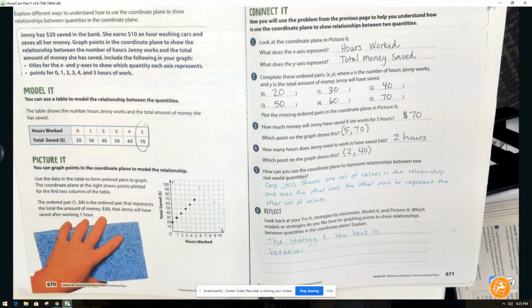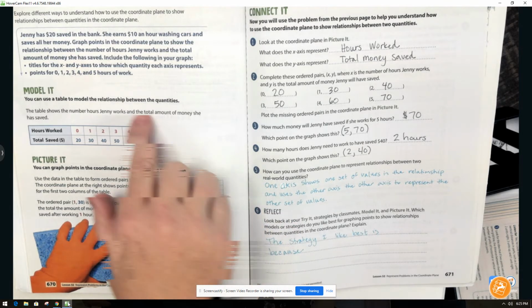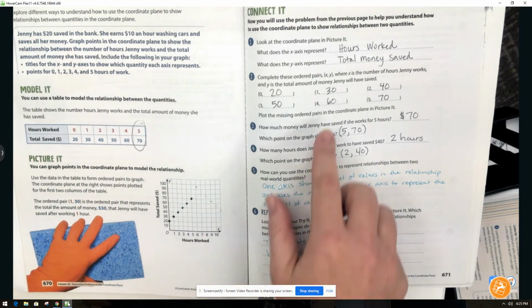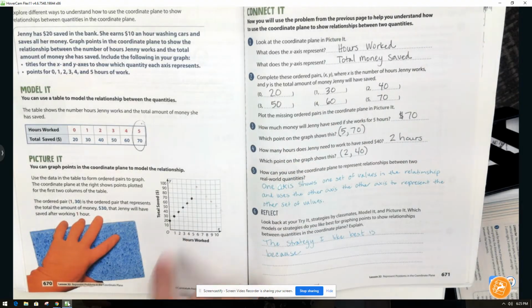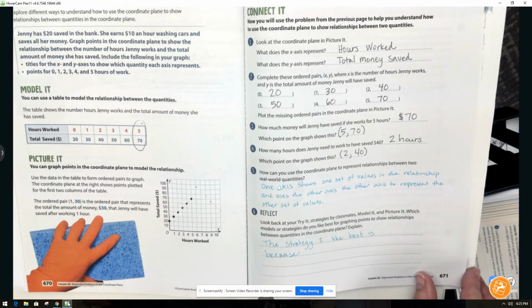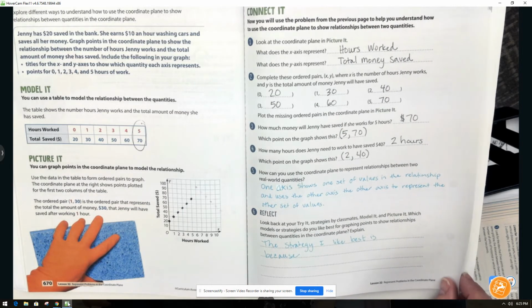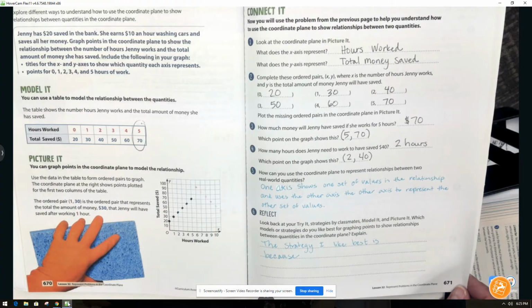And then finally, for the reflect, I want you to tell me, what strategy do you like best for graphing points to show relationships between quantities in the coordinate plane? Do you like using the table to then graph it? Do you like having the ordered pairs to graph it? Do you like just interpreting the graph? What is the strategy you like best and why? Go ahead and pause the video and finish writing that out. When you're done, we're going to go to the next page.